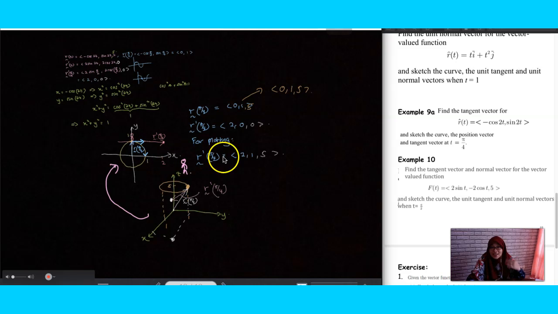But now I expand. Let's say they give you another component of z equals 5. So what happens to your graph? So this is your graph. Your graph looks like this. So hopefully you are clear with that.